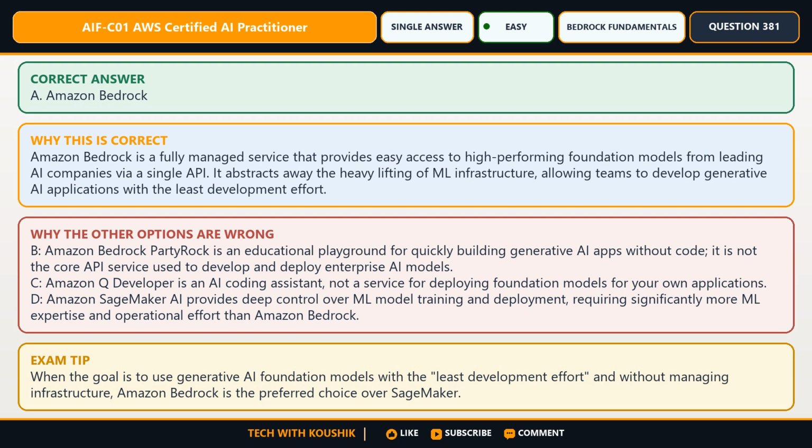The incorrect choices are plausible, but unsuitable because B. Amazon Bedrock PartyRock is an educational playground for quickly building generative AI apps without code. It is not the core API service used to develop and deploy enterprise AI models. C. Amazon Q Developer is an AI coding assistant, not a service for deploying foundation models for your own applications. D. Amazon SageMaker AI provides deep control over ML model training and deployment, requiring significantly more ML expertise and operational effort than Amazon Bedrock. When the goal is to use generative AI foundation models with the least development effort and without managing infrastructure, Amazon Bedrock is the preferred choice over SageMaker.